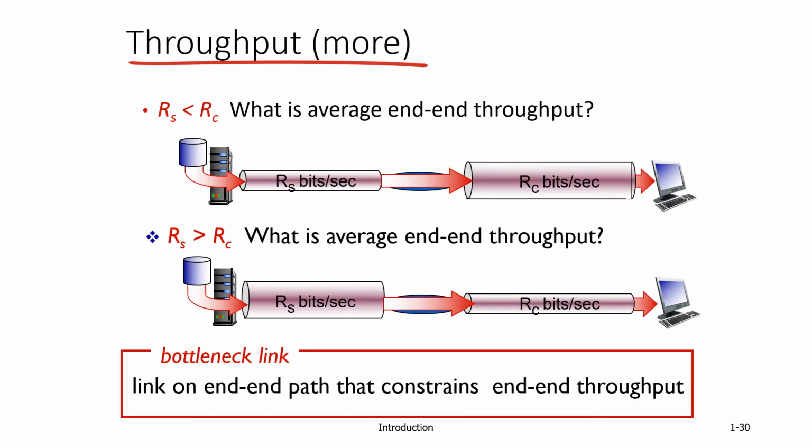So this is your more comprehensive example. What is the average end-to-end throughput if RS is less than RC? If RS is less than RC, then we can only transmit at a maximum of RS. It does not matter whether RC is greater. Why? Because we are getting throttled by RS bits per second. And if RS is greater than RC, you can transmit more data on the RS link, but it will get throttled as soon as it gets to RC after crossing the intermediate router. So the effective throughput is dictated by whichever link in the end-to-end path has the slowest transmission rate.